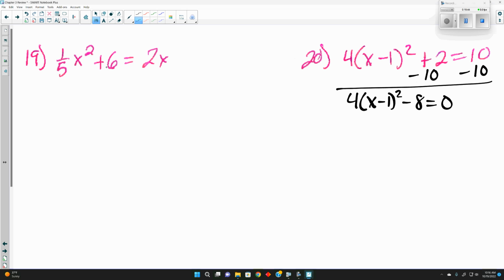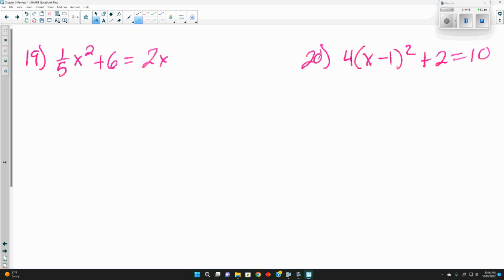And if it does say that we can solve it by graphing, they're going to give us 2 nice points. I'm not going to make you try to approximate numbers. It's going to give us nice points if it tells us it's by graphing. But I do have a set of parentheses squared, yes? We can use the square root method.